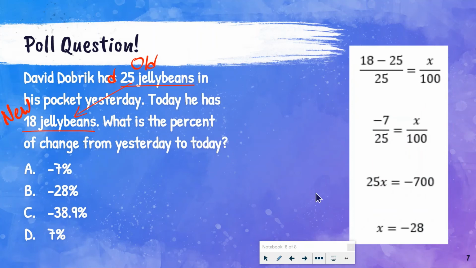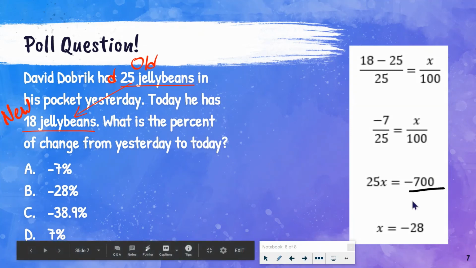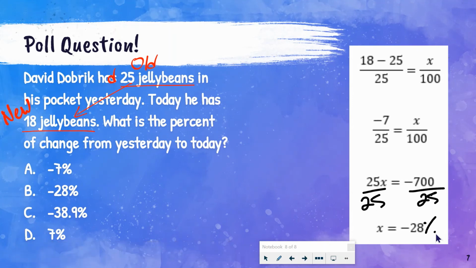So when we subtract, we get this negative 7, but it's not negative 7%. That is the amount of change, not the percent of change. When you find that it's negative 7, that's the number that goes on top. The old number, or 25, goes on the bottom. We cross multiply to get negative 700 equals 25x. And then this last step, we're dividing by 25. And we get negative 28%.